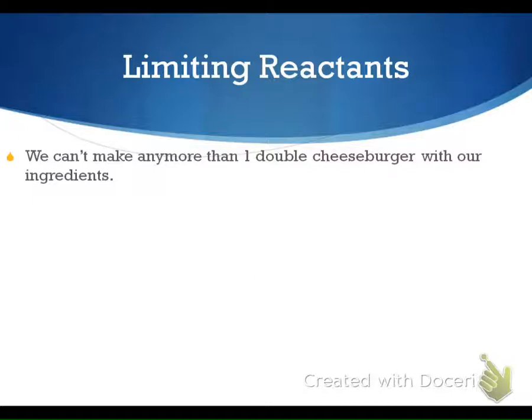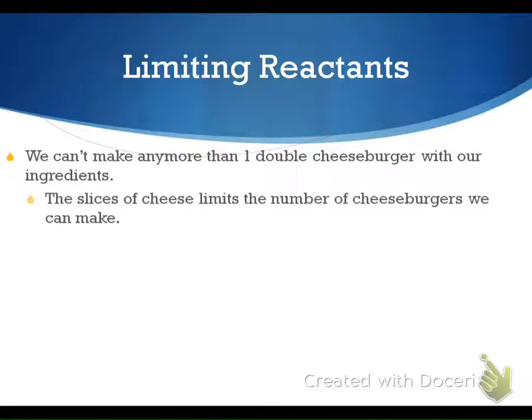We can't make more than 1 double cheeseburger with our ingredients listed. Okay, the last set of ingredients, we ran out on our assembly line at the cheese station. So slices of cheese is going to limit the number of our product that we can make. Does that make sense? Yep.